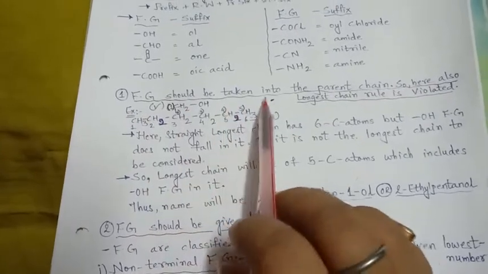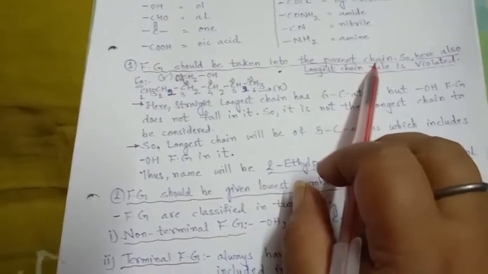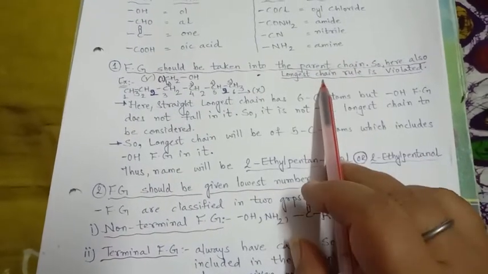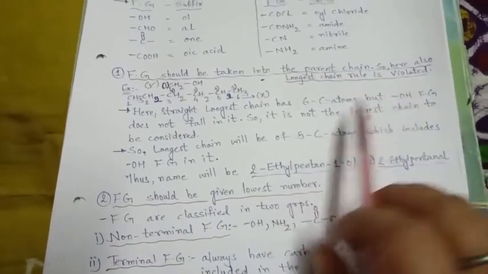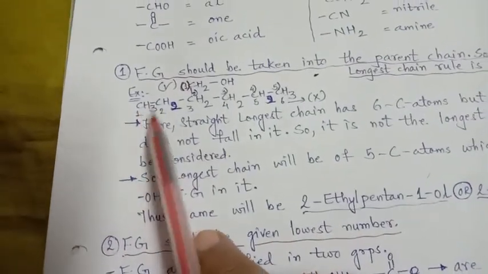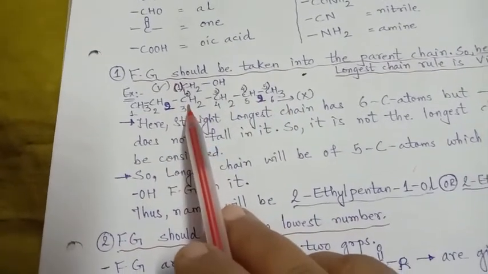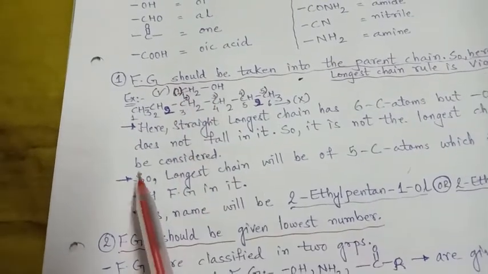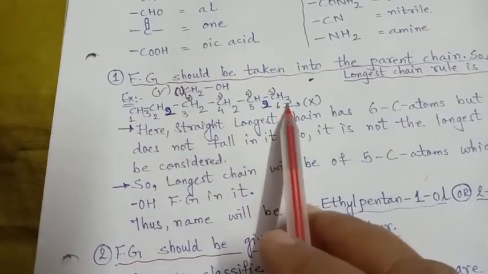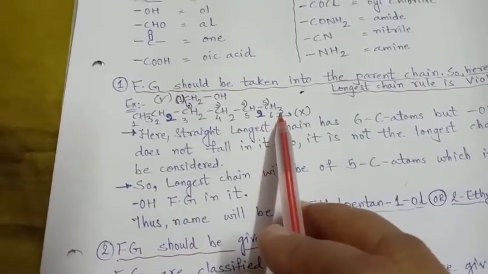Now what is given here? The functional group should be taken into the parent chain. When a functional group is present in an organic compound, that functional group should have its position in the parent chain. So once again, here the longest chain rule is violated. How is it violated? Let us see an example. CH3, CH2, CH2, CH2, CH2, CH3, and here you can see the attachment CH2OH. Now if I consider numbering from here, 1, 2, 3, 4, 5, 6, then the functional group OH is not in the parent chain, right?